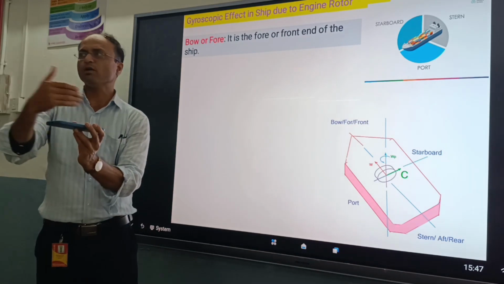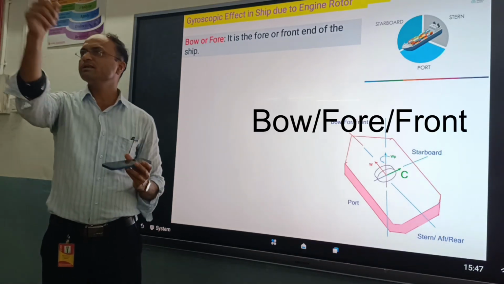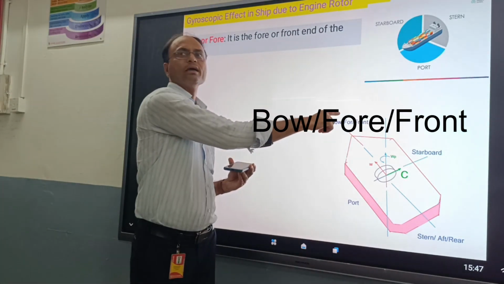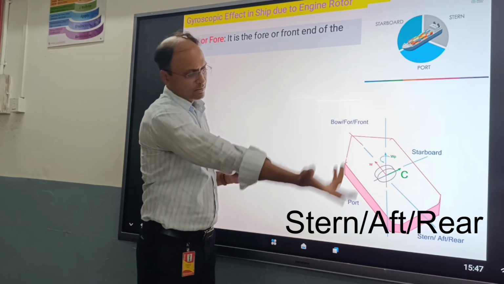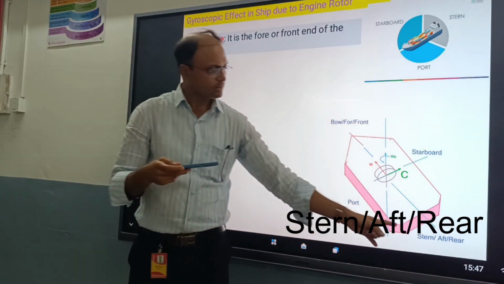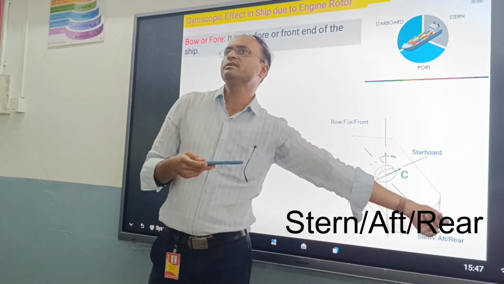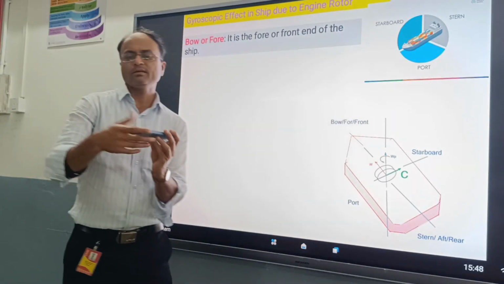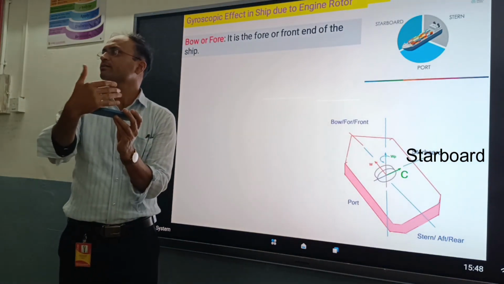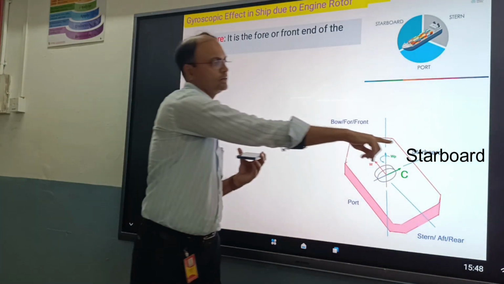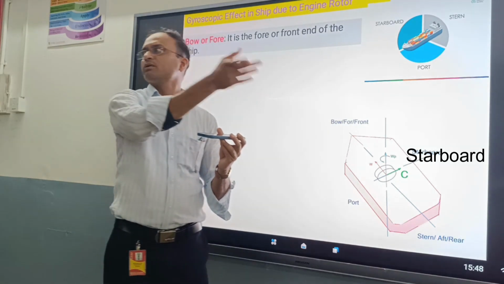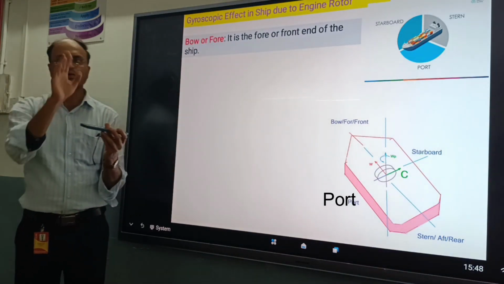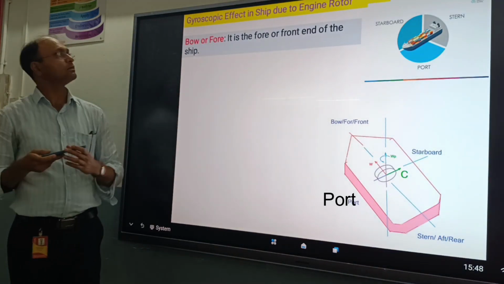When ship is moving forward, the front end is called as bow or fore or front. The rear side is called as stern or aft, or you can simply say it as rear. Whenever you are looking in the forward direction, right side is called as starboard, and left side is called as port. Okay, so let us first write down in simple lines.